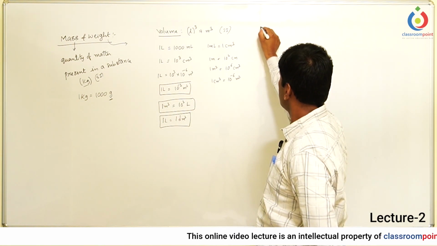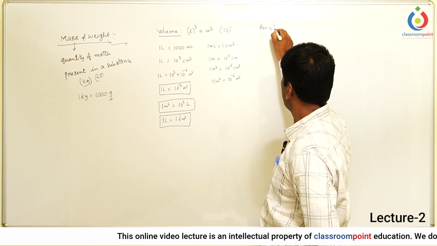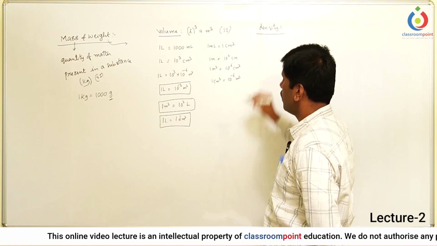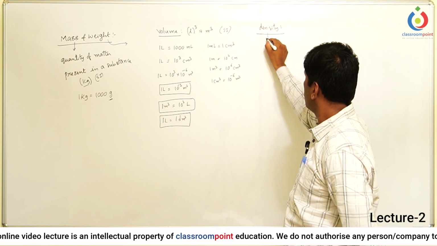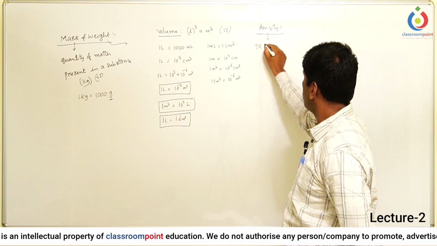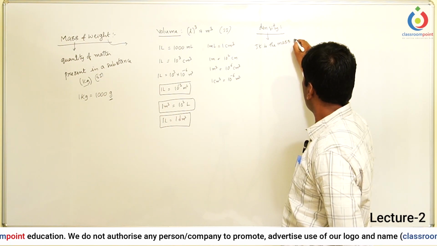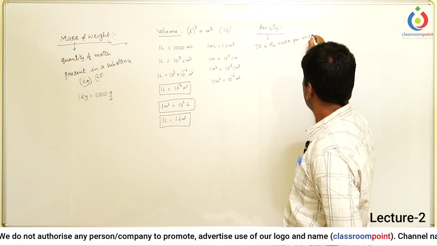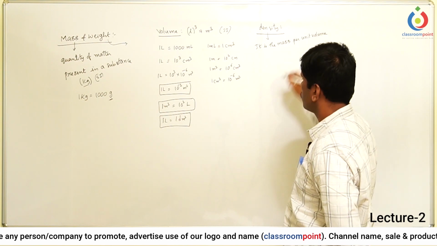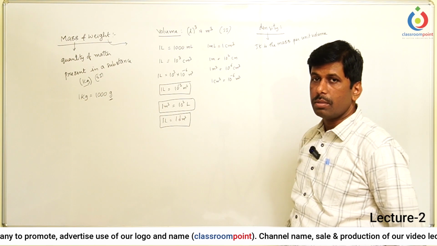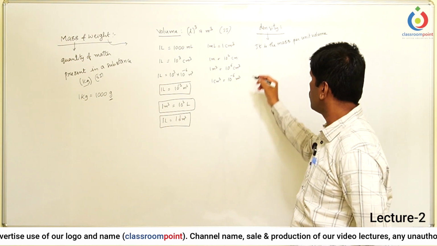Let us see now density. Density is nothing but the mass per unit volume. The mass of a substance present in a particular unit volume is called the density.